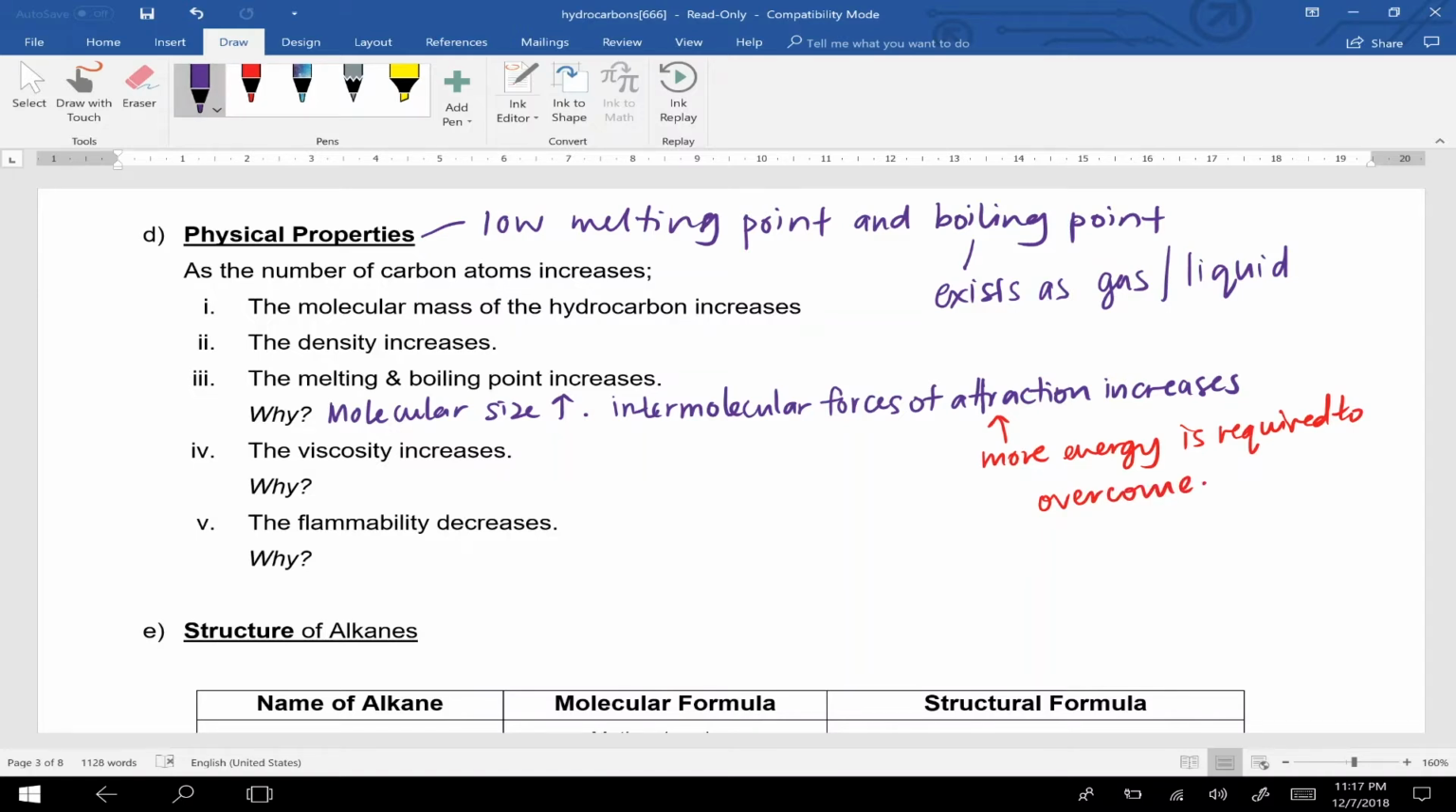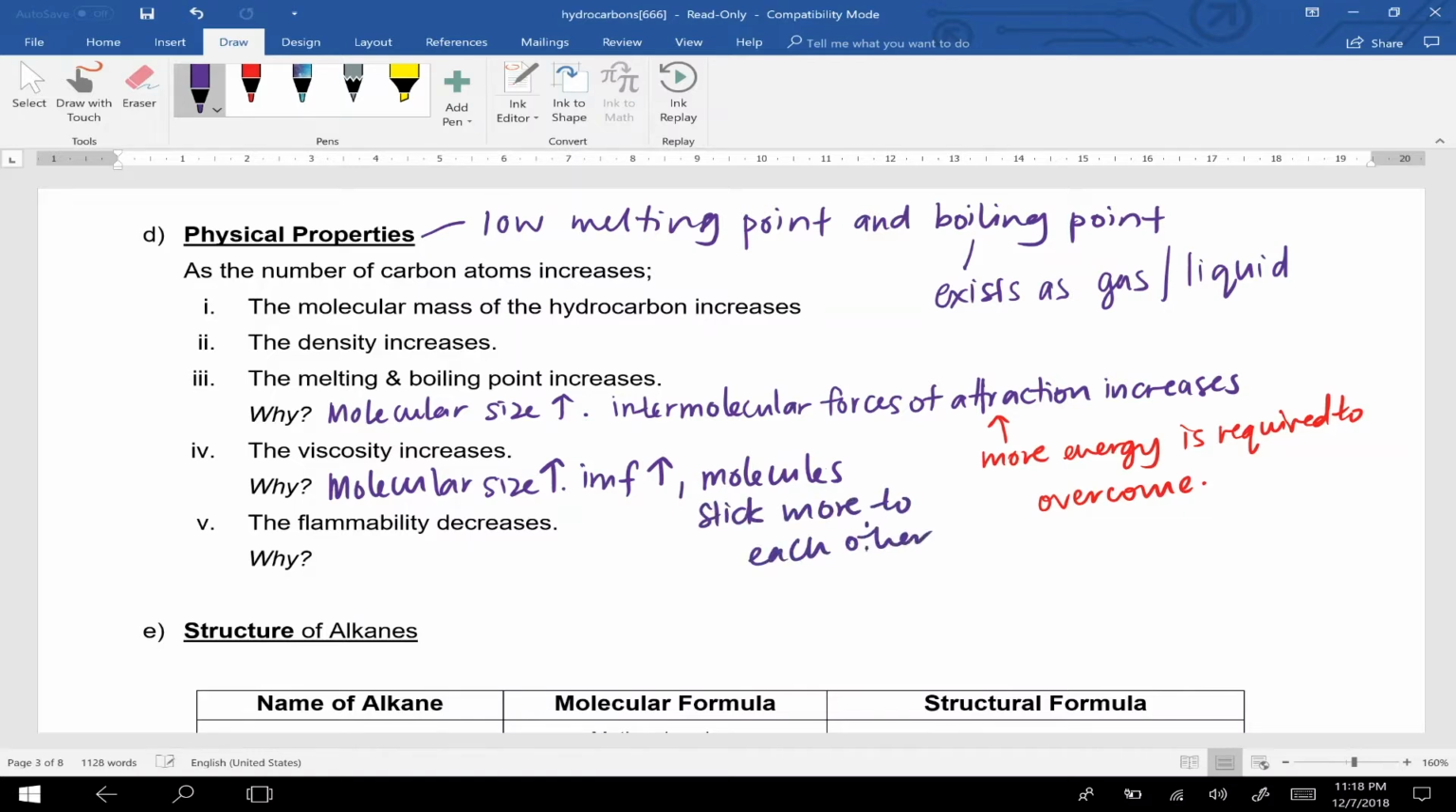Okay, next, the viscosity increases. What is meant by viscosity is the flow of the liquid. So when the number of carbons increases, again the molecular size increases, and when molecular size increases, the intermolecular force increases. When the intermolecular force increases, the tendency for the molecules to stick together is higher.